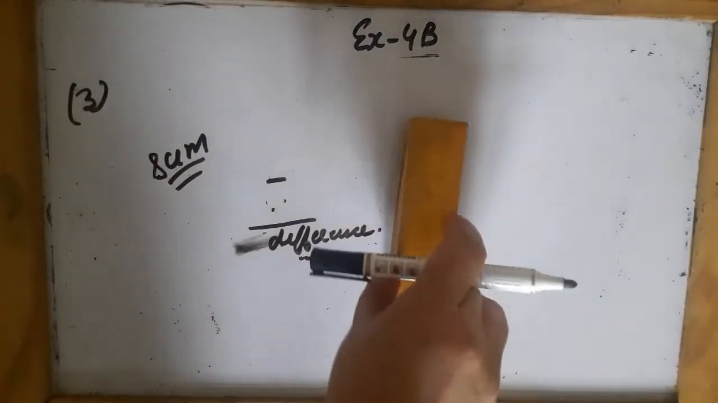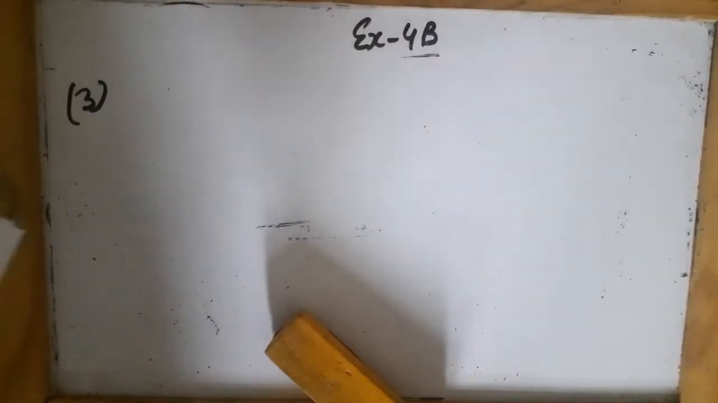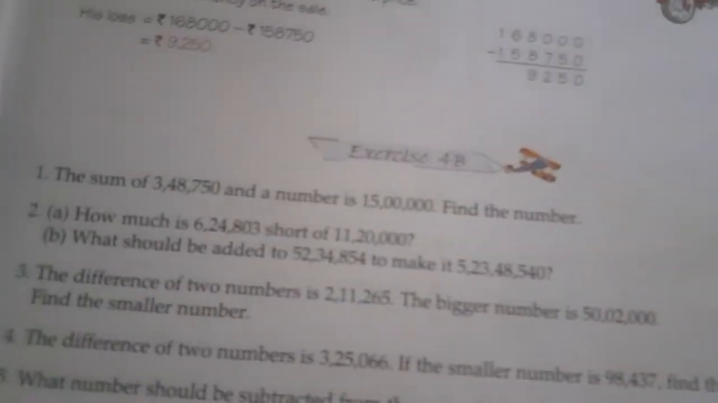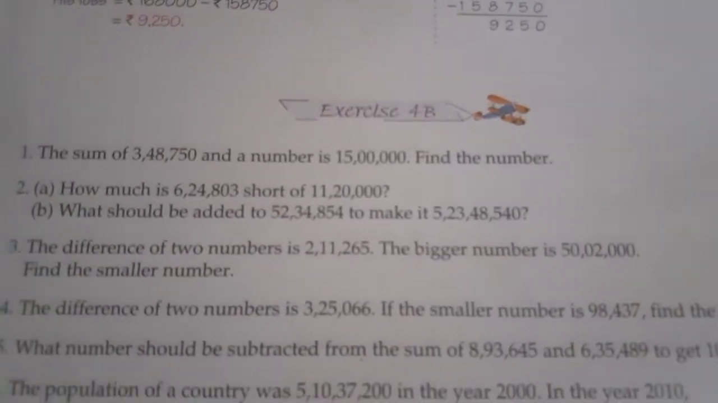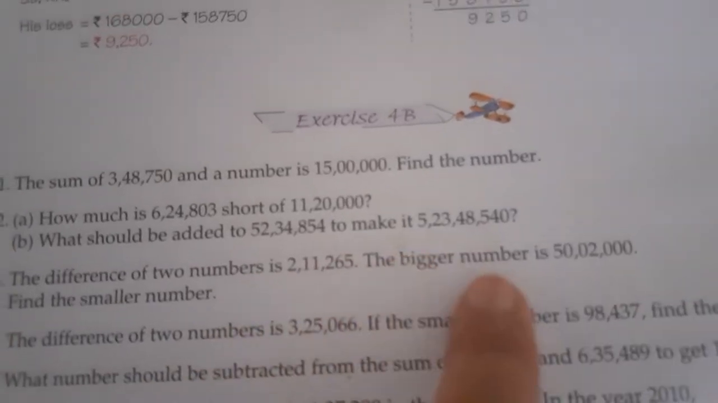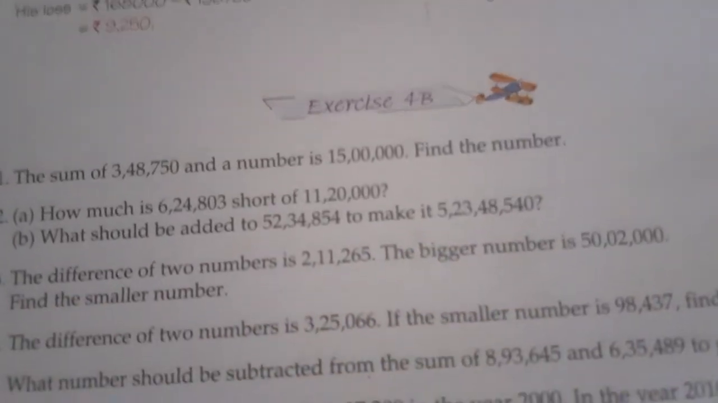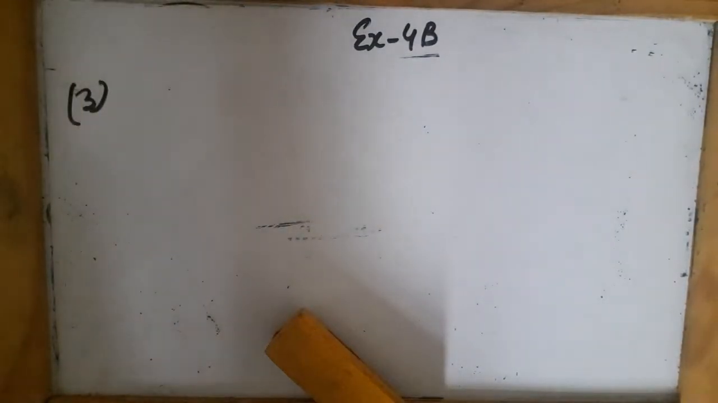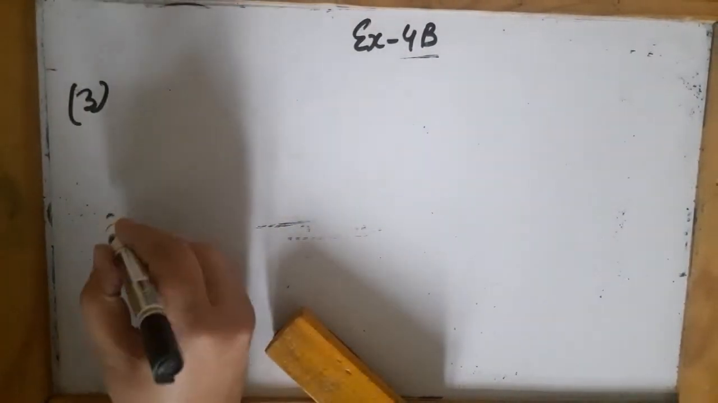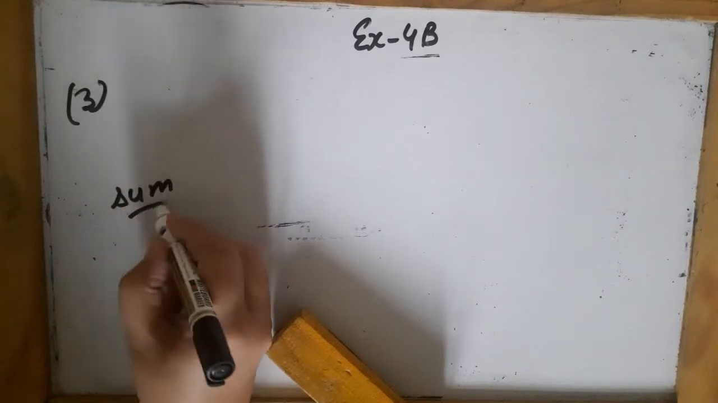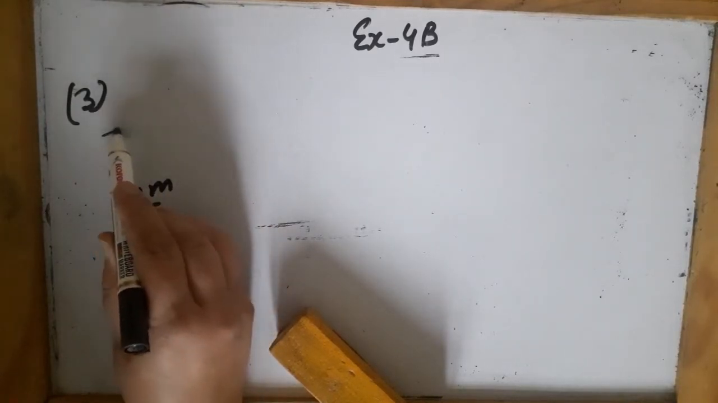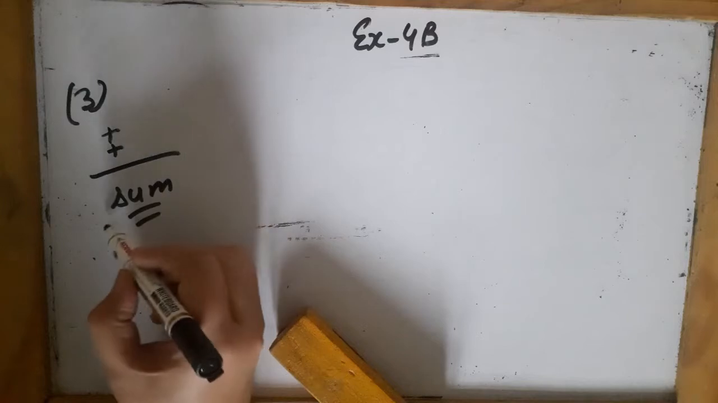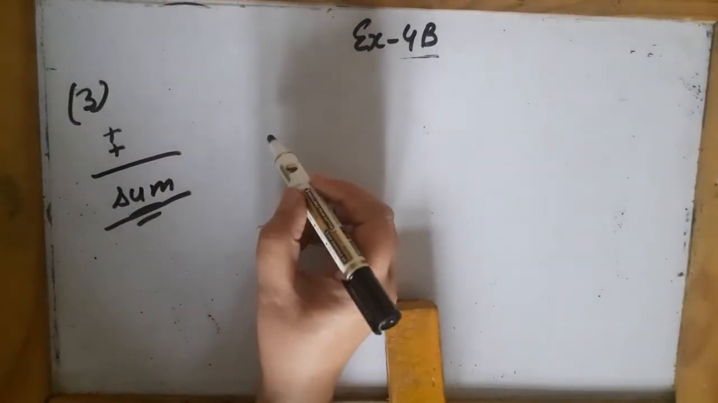Now we start with the third question. In the third question, as you can read, they are saying the difference of two numbers is 2 lakhs. The bigger number is 50 lakhs. Find the smaller number. As in the first question, there was one term, sum. So what does sum mean? Sum means when we add two numbers, the answer that we get, that is called sum.